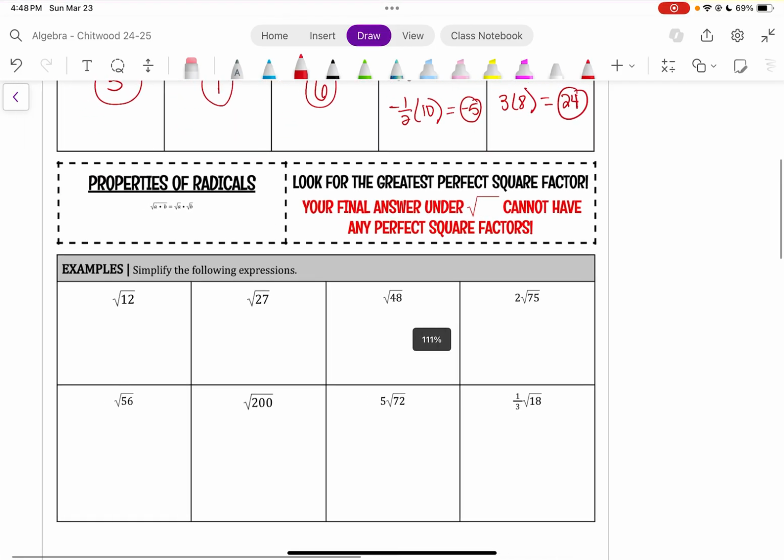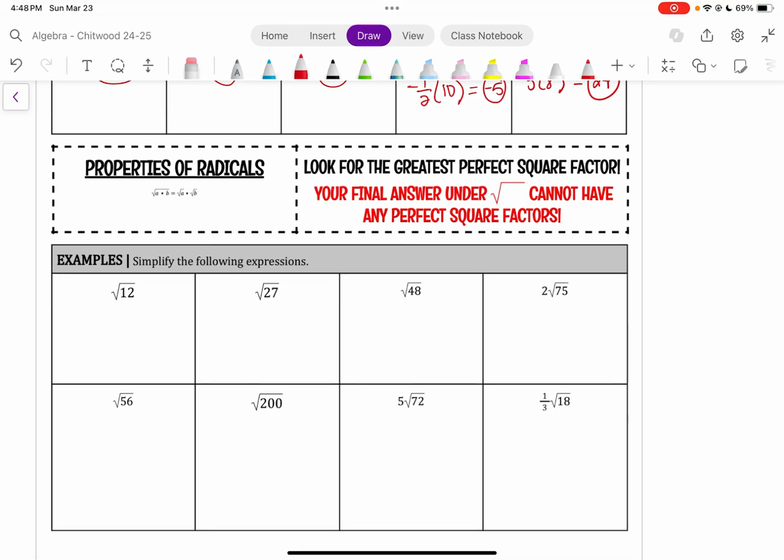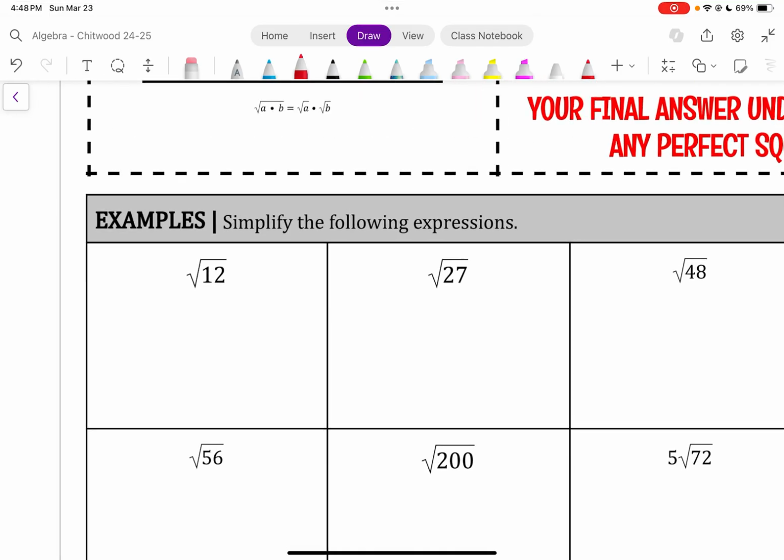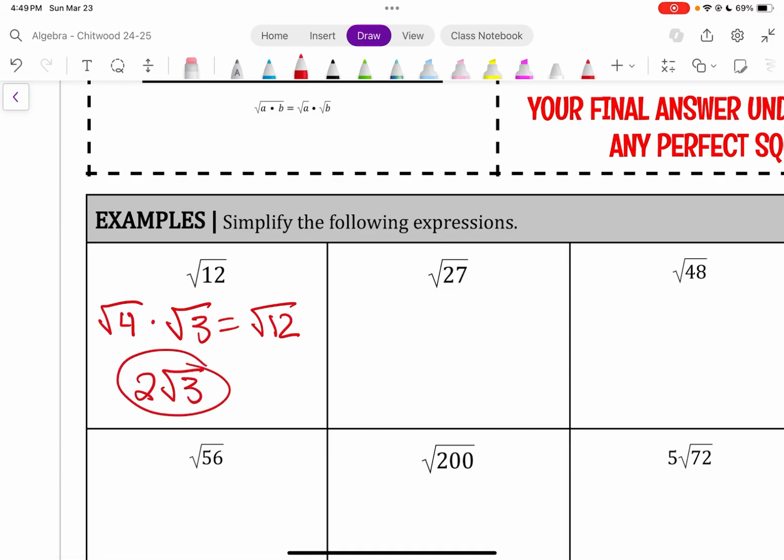Now we're going to talk about how we can simplify expressions that may not be perfect squares. So your first step is when you look at the number, you want to see what is the greatest perfect square that gets multiplied inside of it. So if I have square root of 12, yes, I can divide 12 by 6 and 2 and 12 and 1, but neither of those are perfect squares. But I know that square root of 4 times square root of 3 gives me the square root of 12, and the square root of 4 is a perfect square. That's how I'm able to get 2 square root of 3 equals square root of 12. You're breaking it up into a perfect square and a non-perfect square. Then you are able to take the square root of that perfect square.